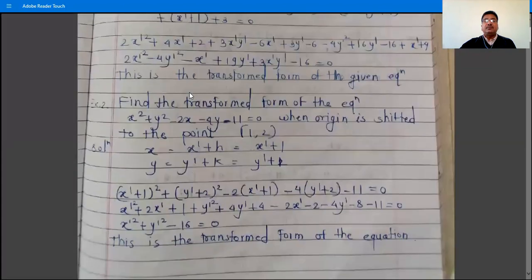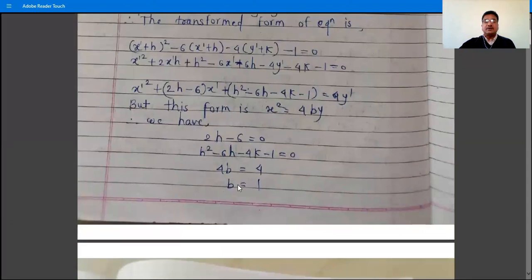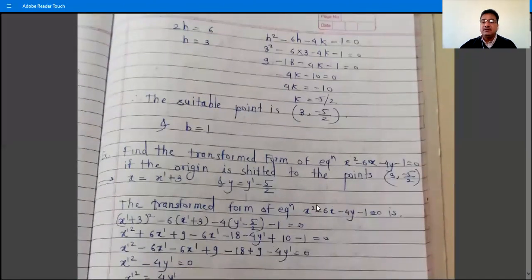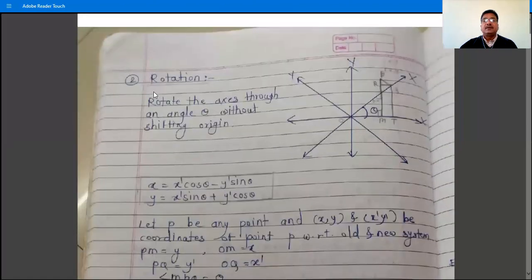That is, if I have to find the transformed form of the given equation, then substitute x is equal to x dash plus h, y is equal to y dash plus k, where h and k is the new origin. So the next point is rotation. What is the meaning of rotation? Rotation means rotation of axes through an angle theta without shifting the origin. So this is the rotation.